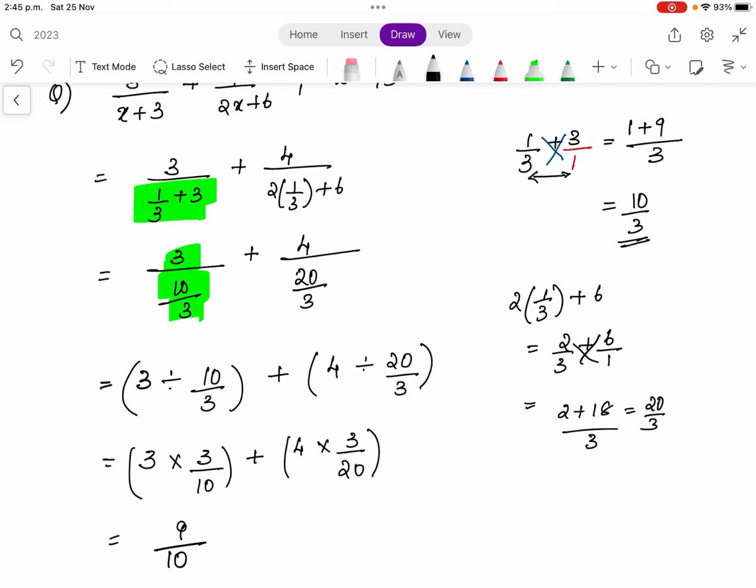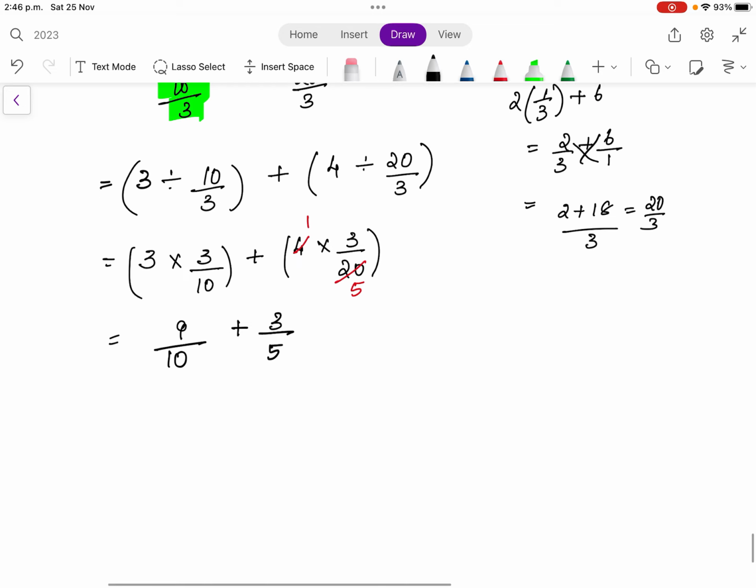So the first one will become 9 over 10. And for the second one, there is a simplification possible. So I have this 4 and 5. So I will get 3 over 5. Okay. Now this I can put into the calculator and simplify it. But if you don't want to do it, it's 9 by 10 divided by 6 by 10. So I'm just making it as a single fraction. So then it becomes 15 over 10. And then you can simplify this as 3 over 2.